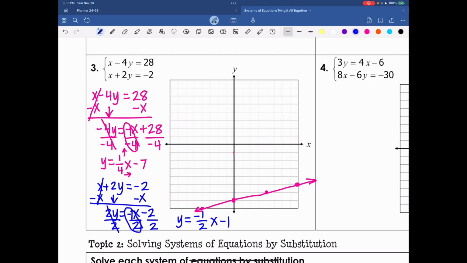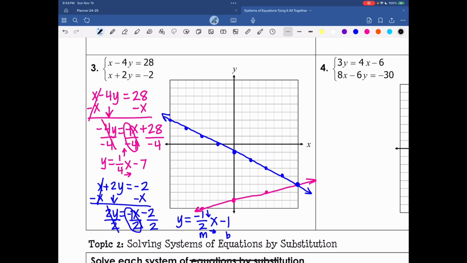For the second equation, your slope is negative 1/2, and your y-intercept is negative 1. So I'm going to start off by placing a y-intercept at negative 1. Because my slope is negative 1/2, this tells me I should be going down 1, right 2. So from my y-intercept, I'm going down 1, right 2. Down 1, right 2. Now I'm going to go in the opposite direction, up 1, left 2. And from there, we're going to connect the dots, extend our line, and put arrows at both ends.